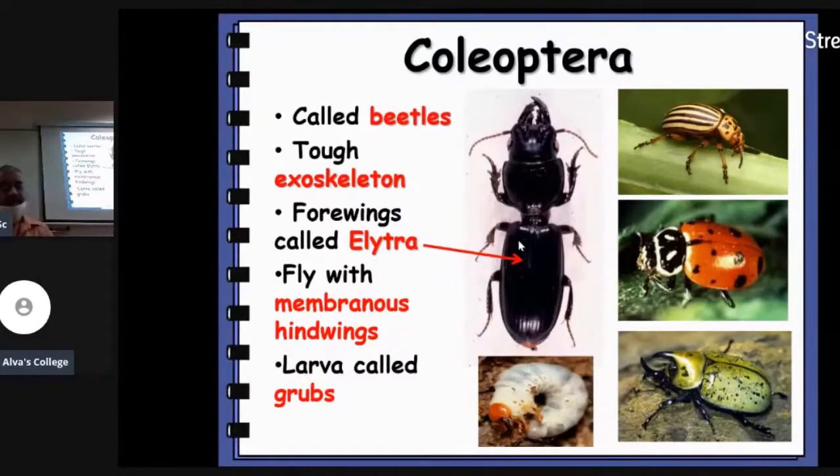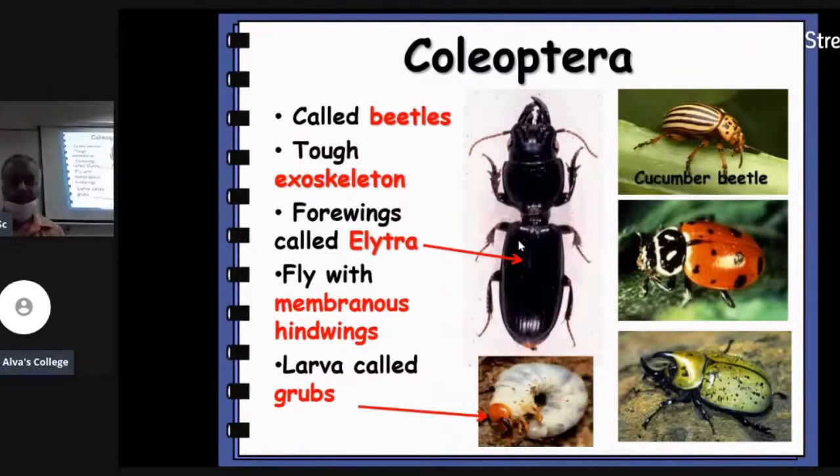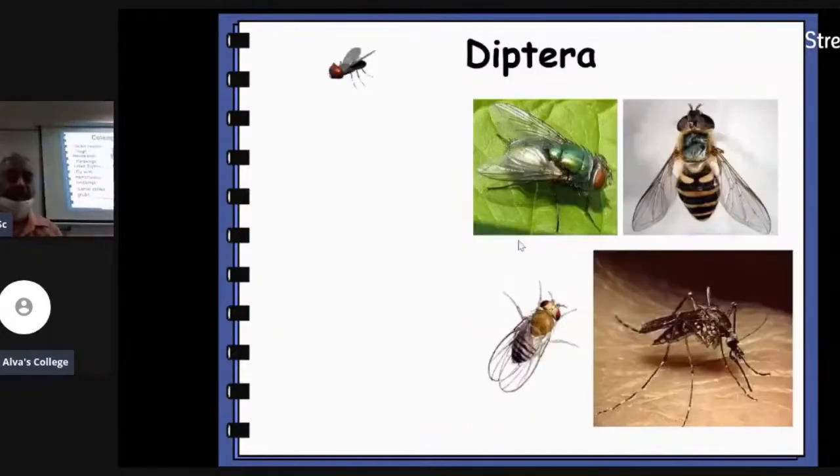And here are what are called grubs. So why are they called grubs? Because they are heavy eaters when compared to their body size and body biomass. This group of insects belong to Coleoptera. Grubs are with a brown head, and the immatures are called grubs. So you have the cucumber beetle, you have the lady beetle, and then you have the rhinoceros beetle. So these are different kinds of beetles.